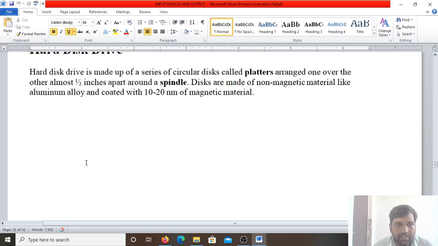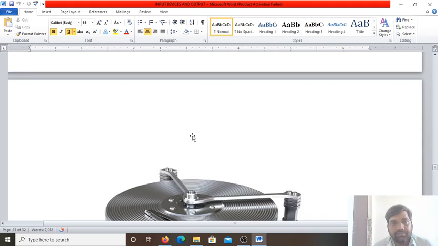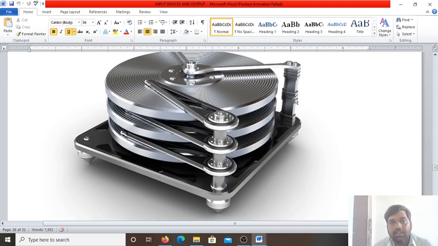Okay, so this hard disk is made up of a series of circular discs called platters, and these are arranged one over the other, almost half inches apart around a spindle. So here I will show you the spindle. See, this is the spindle, and the half inch discs you are seeing one over the other. This is the hard disk.